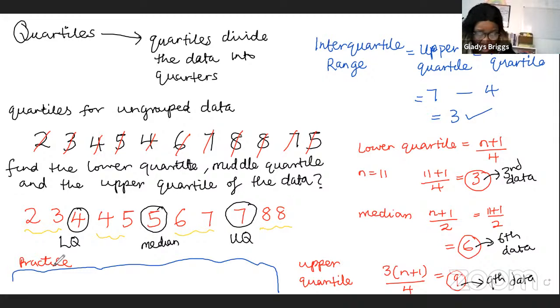Find the lower... Oh, this is not good. Okay, I'm just gonna put some numbers in. 6, 5, 2, 1, 1, 7. Okay, guys, have a go at this one for me.